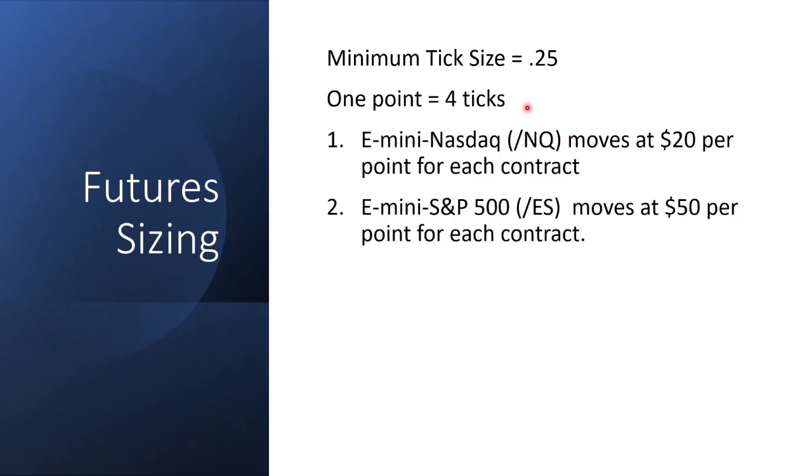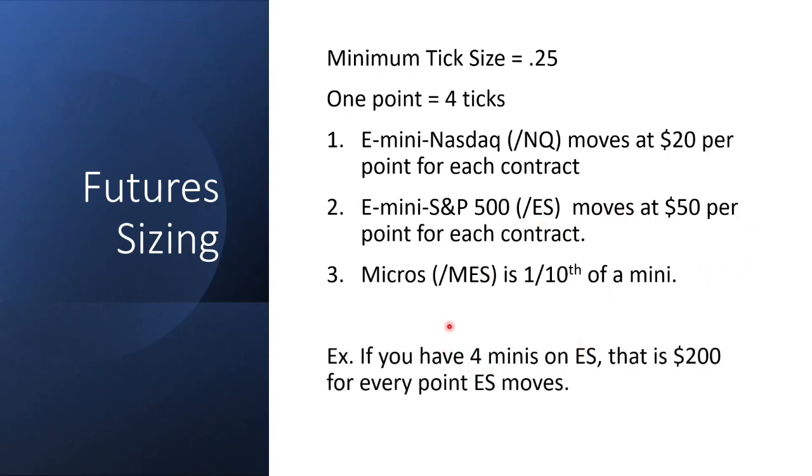For E-mini NASDAQ, which is NQ, they move at a 20x multiplier, which is $20 per point for each contract. And for E-mini S&P 500, which is ES, it moves at $50 per point for each contract, which is a 50x multiplier. For every mini, there's a micro version, and a micro is a tenth of a mini. So if you're trading micro ES, you're trading at a 5x multiplier. An example I have, if you have 4 minis on ES, that is $200 for every point ES moves. So if it moves up 5 points with 4 minis, you're up $1,000.